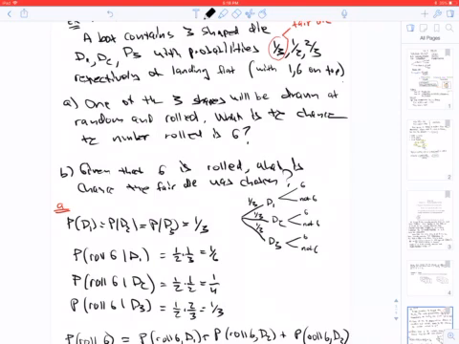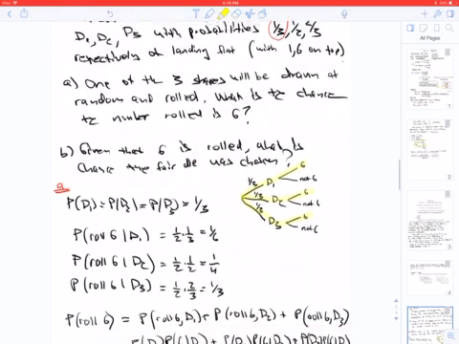So what's the chance of the number rolled being a 6? That's going to be the sum of these 3 branches here. That's going to be part A. And given that the 6 is rolled, what's the chance that a fair die was chosen? So this is going to be the posterior, which is going to be the ratio of the top branch over the sum of the three branches. So we'll get to that in time.